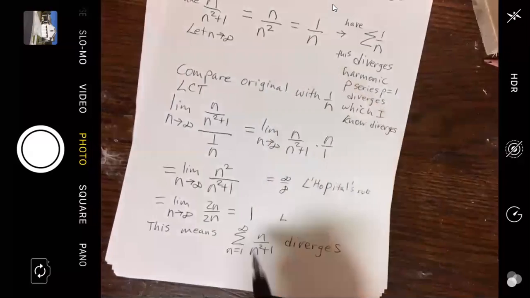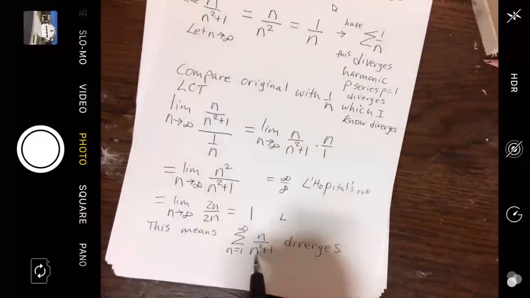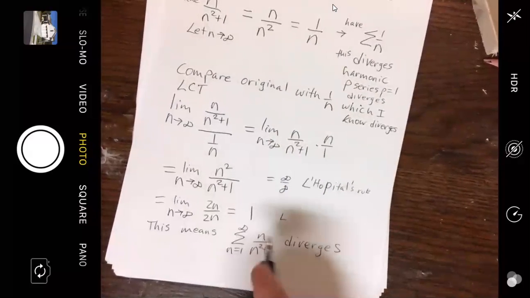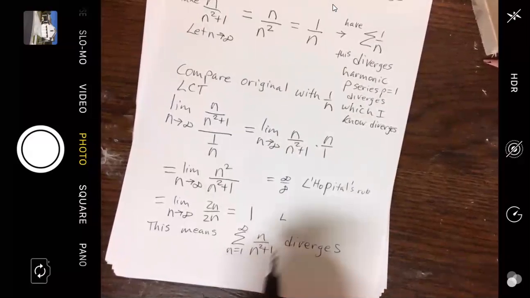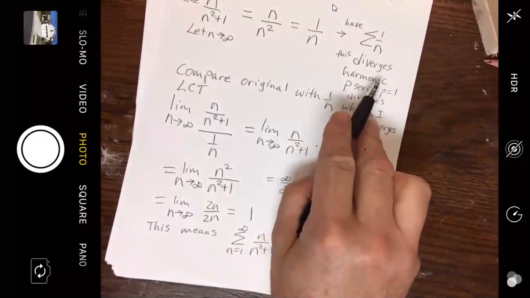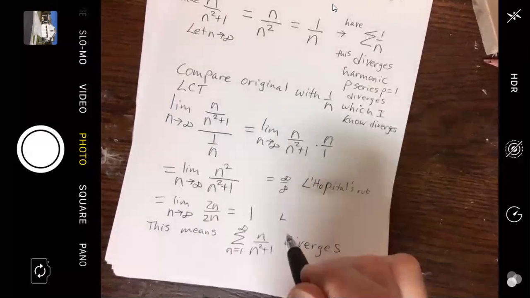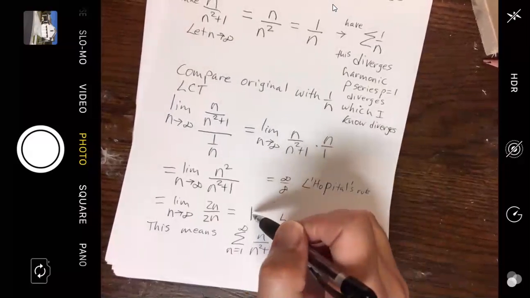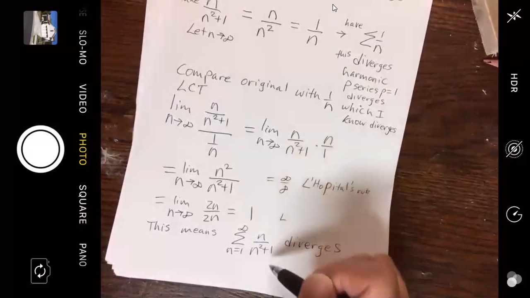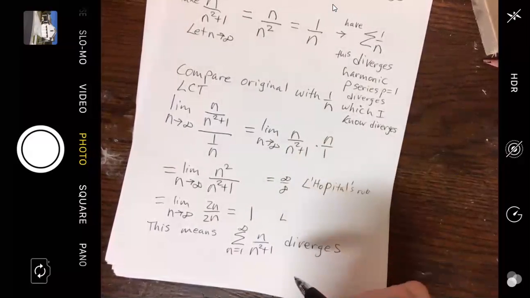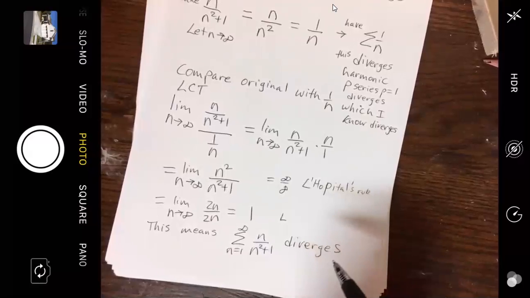When n goes to infinity, in effect, in n over n squared plus 1, the 1 is negligible, and n over n squared is acting like 1 over n, which we know diverges. So yes, you can get finite results out of a limit, but it actually means it diverges. That's where this stuff gets technical and nasty. Questions about this?